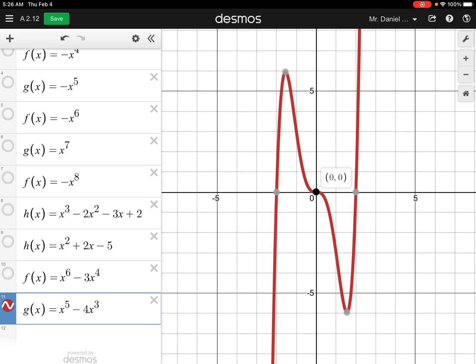Are those two little switch points from increase to decrease in quadrant 2 and 4 at the same values? Negative 1.549, 5.949, and 1.549, negative 5.949. This looks exactly odd.